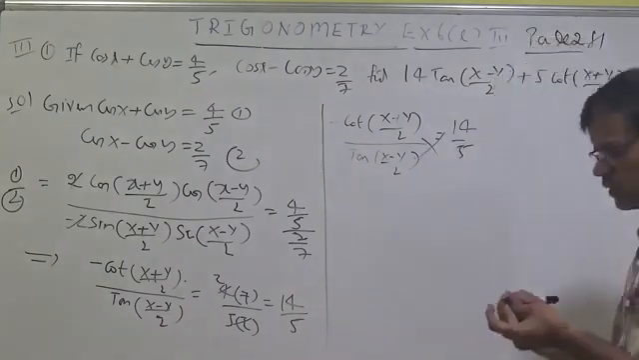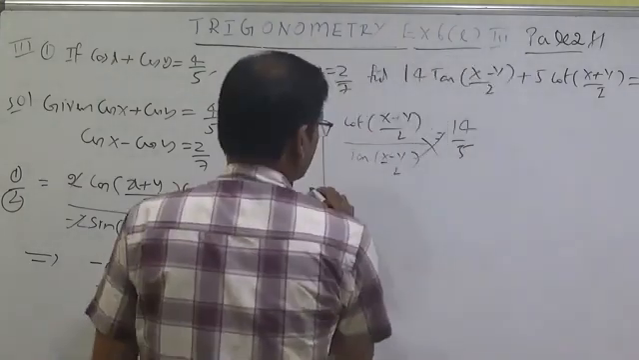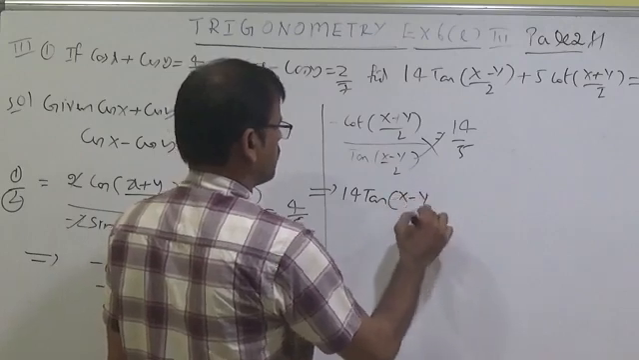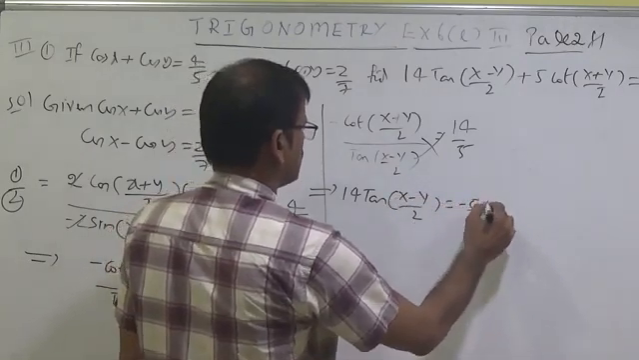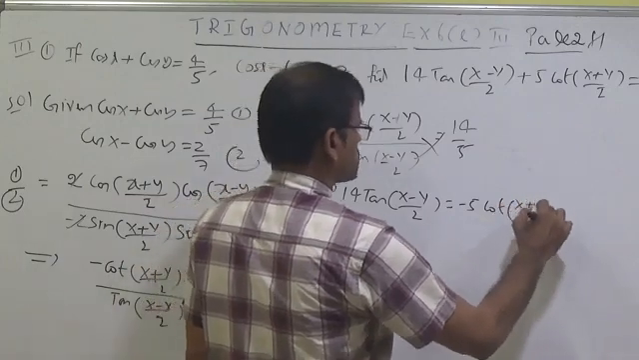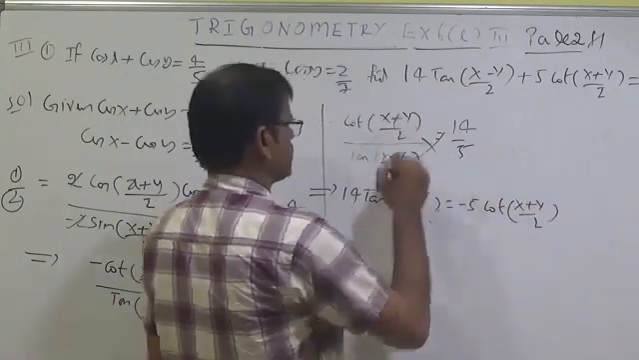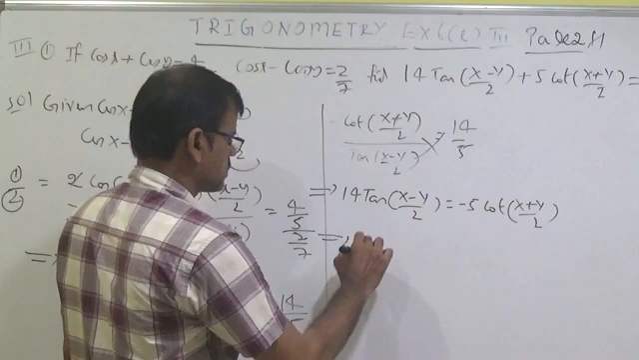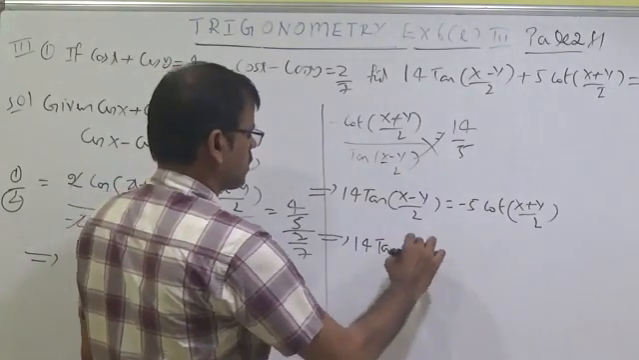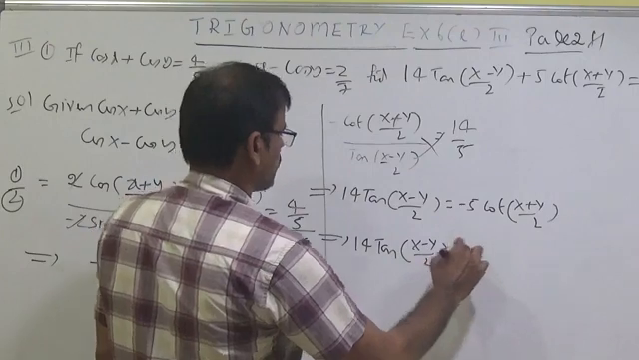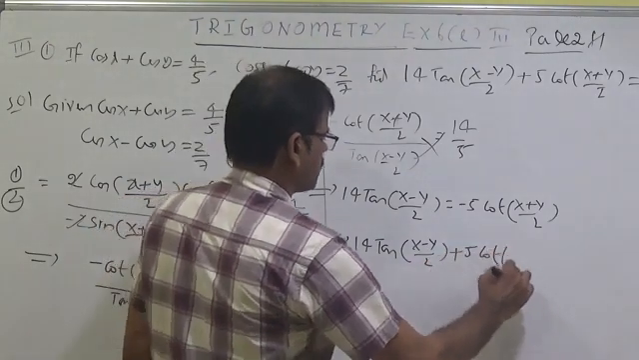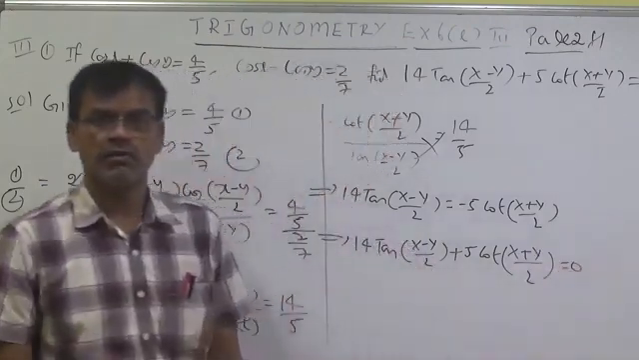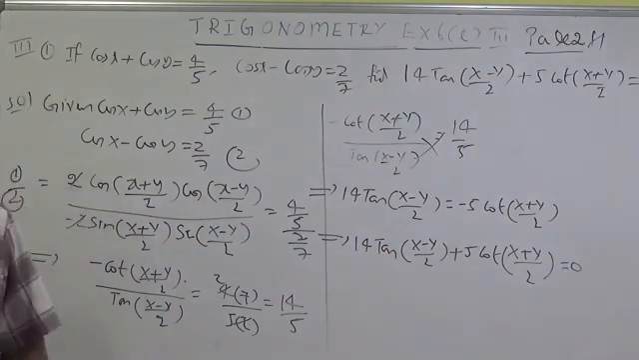Take cross multiplication. It becomes 14 tan of (x minus y) by 2 is equal to minus 5 cot of (x plus y) by 2. Minus 5 taken this side becomes plus. That implies 14 into tan of (x minus y) by 2 plus 5 into cot of (x plus y) by 2 is equal to 0. So the value is 0.